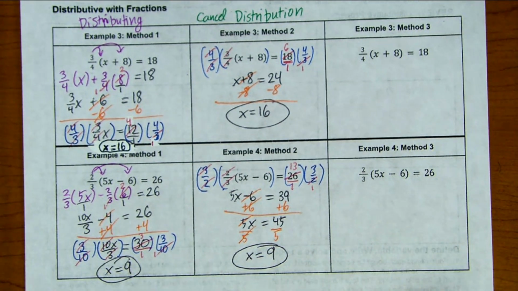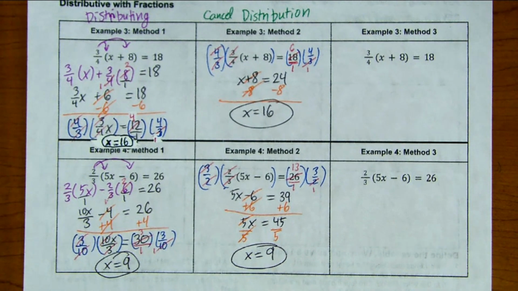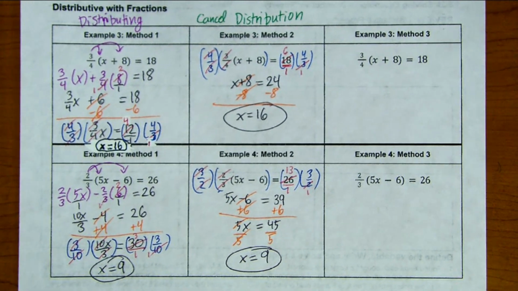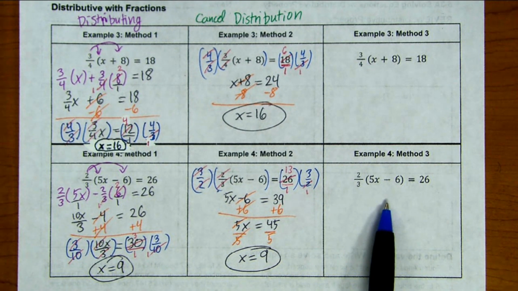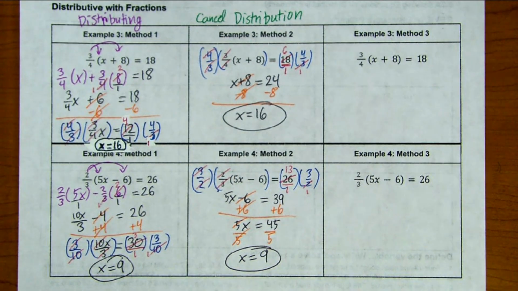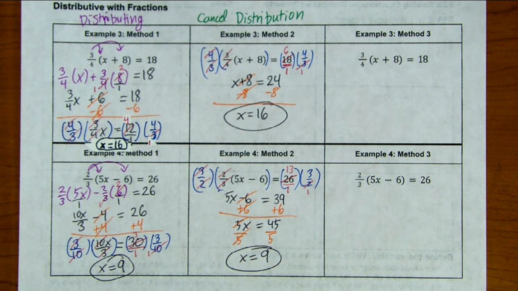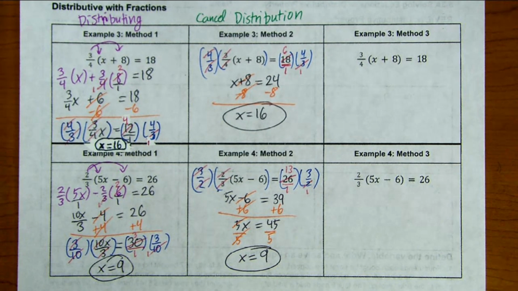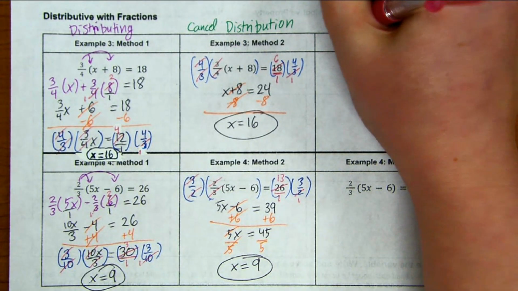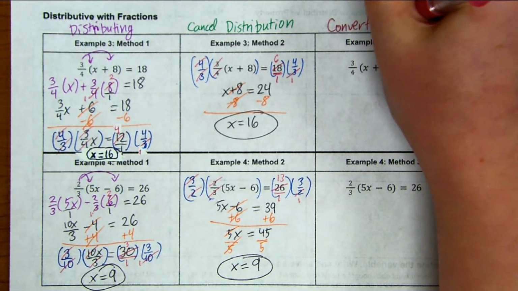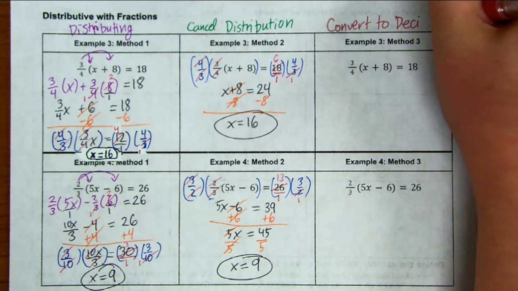The last option that you can sometimes use when solving equations where you distribute with fractions is to avoid dealing with fractions altogether. If you really don't like dealing with fractions, you can convert the fractions to decimals and then distribute them.